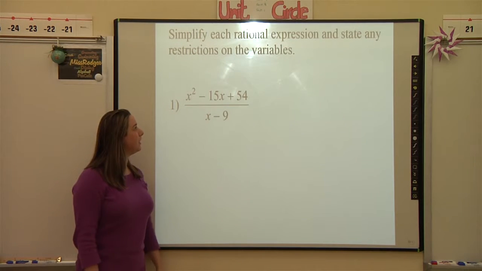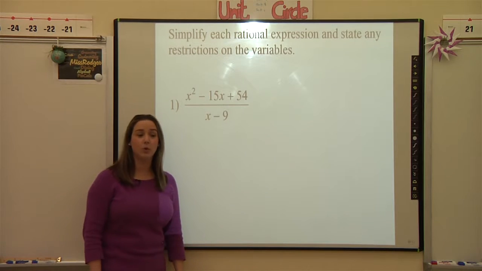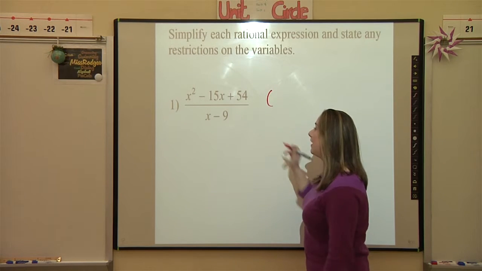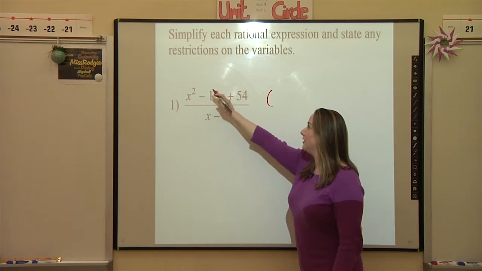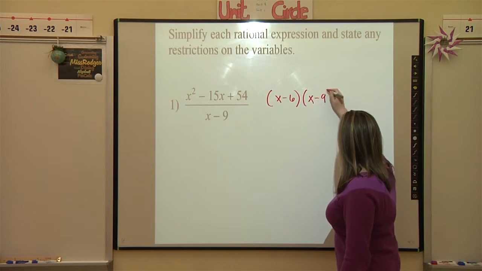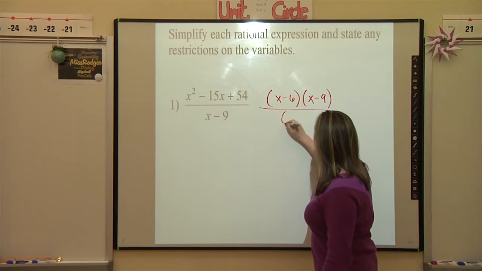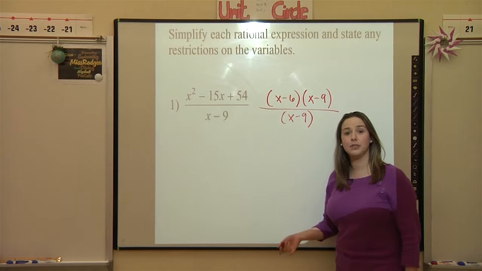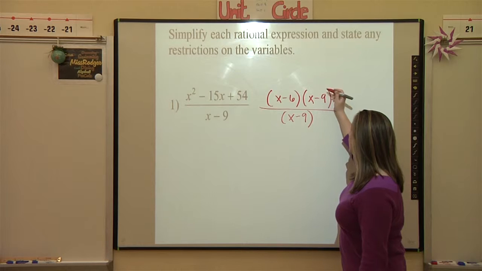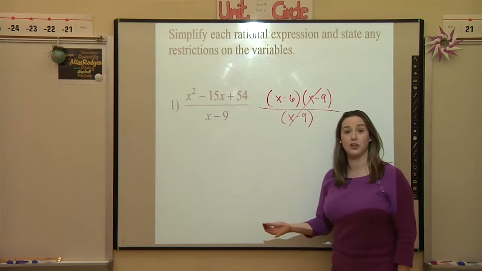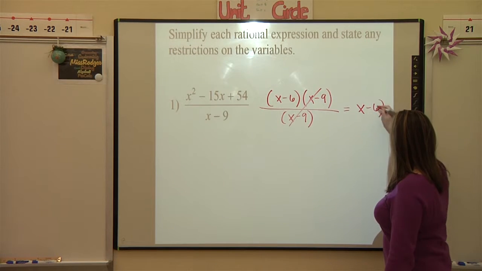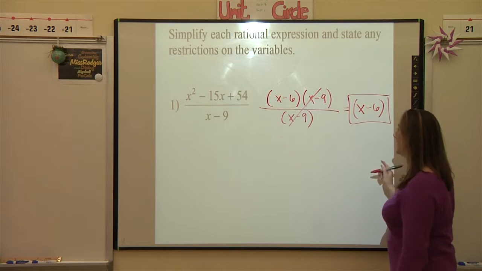If I think about the factors of x squared minus 15x plus 54, this might help me start to simplify and reduce this. So if I think about the factors that multiply together to give me this quadratic, I'm going to get x minus 6 and x minus 9. All I'm doing here is rewriting it to look a little bit differently, so then I can simplify or reduce. Clearly you see an x minus 9 in the numerator and the denominator, which is going to allow me to cancel those out. So my final answer here, my simplified version, is going to be x minus 6.